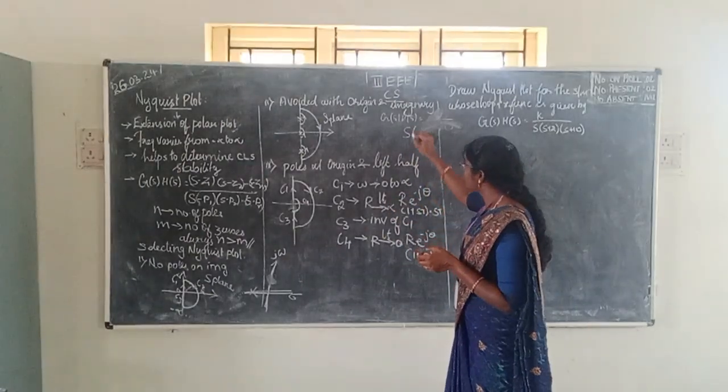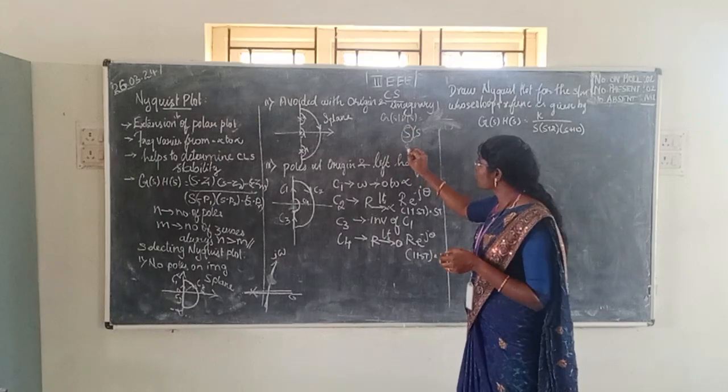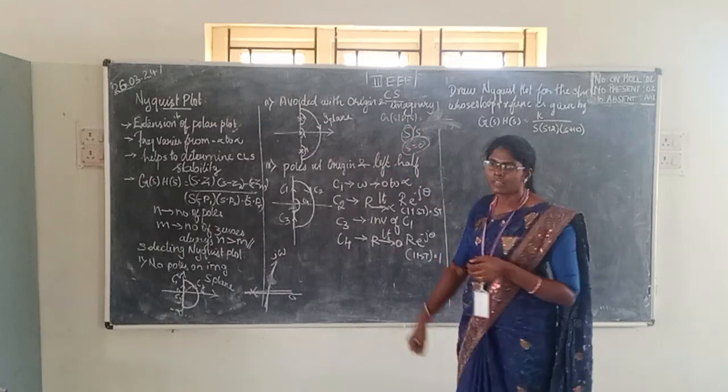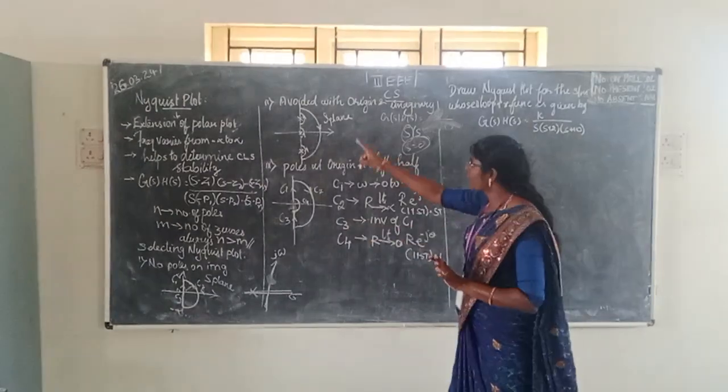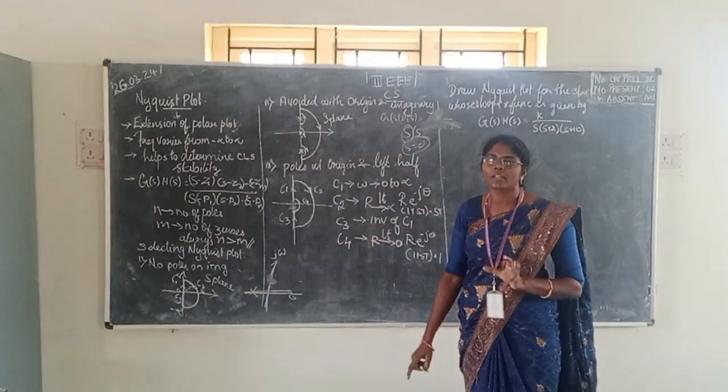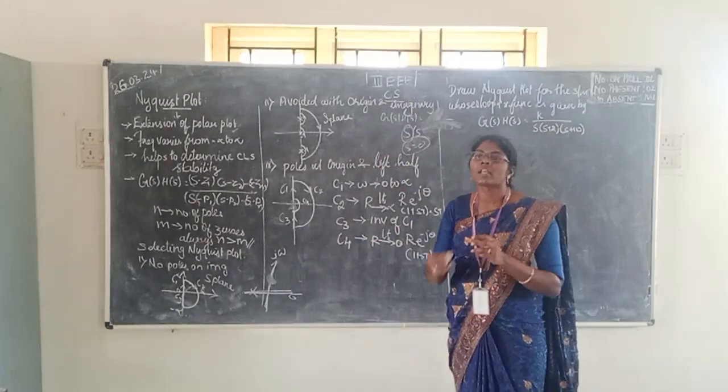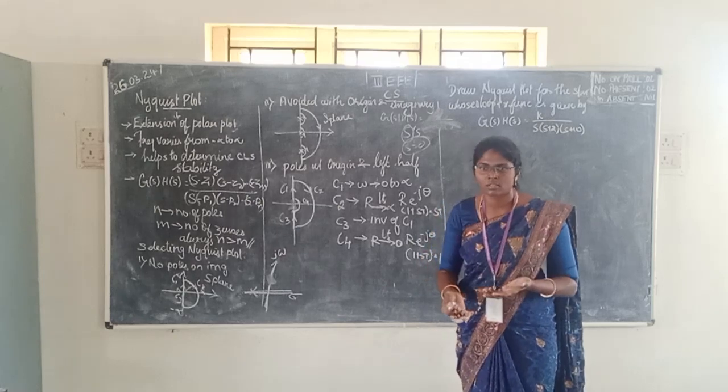If the transfer function is like this, there is no pole at the origin, which means there is no s term, so there is no pole at s equal to 0. If it is not there, and the poles are not on the imaginary axis either, then there will not be any complex poles.